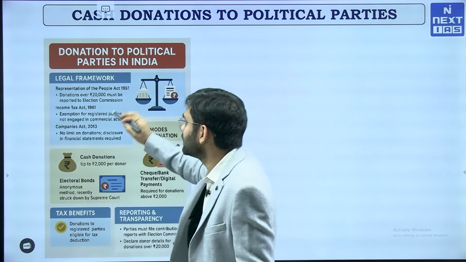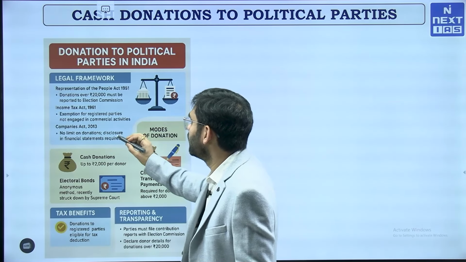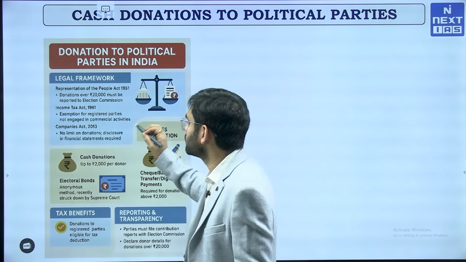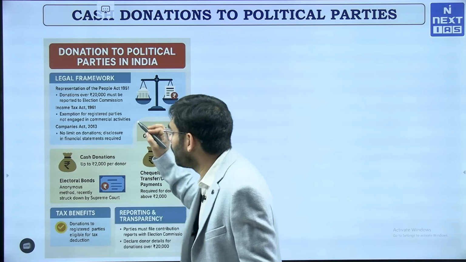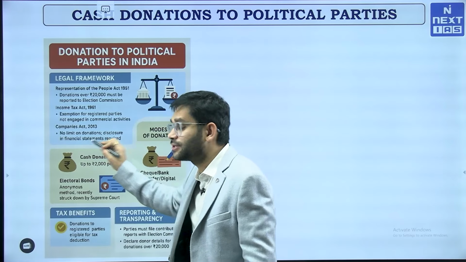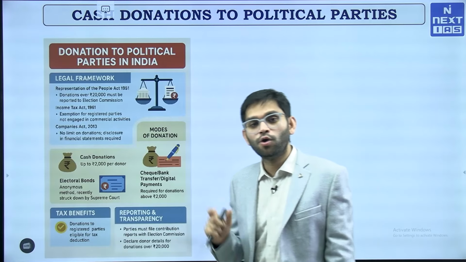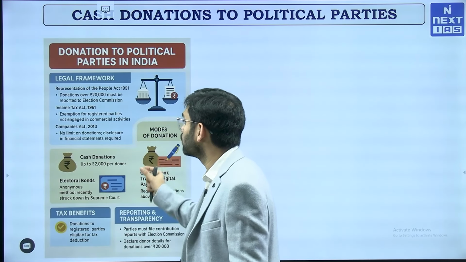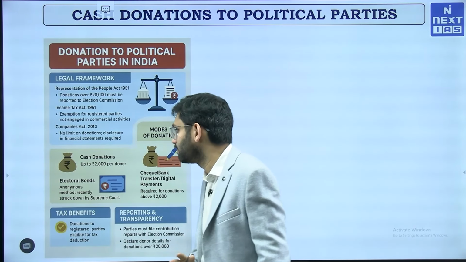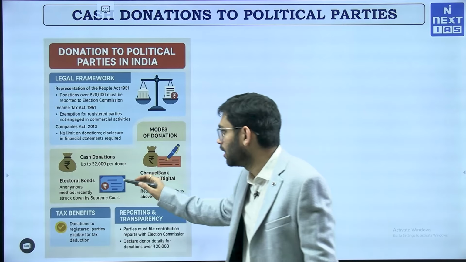Income Tax Act 1961, exemption for registered parties not to engage in commercial activities. Companies Act, no donation limit, disclosure in the financial statement required. Okay. Now, cash donations up to 2000.